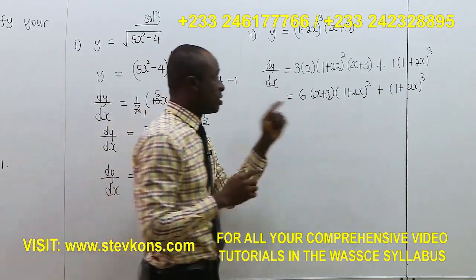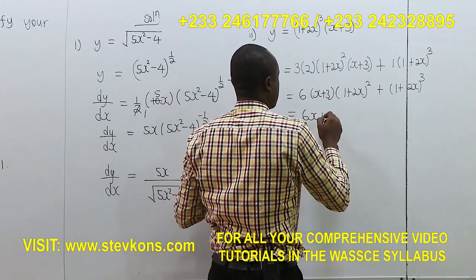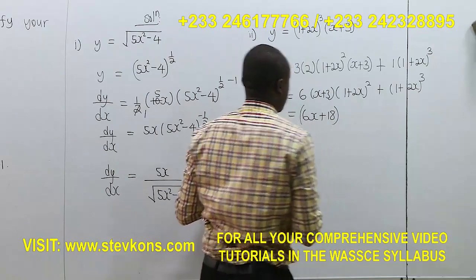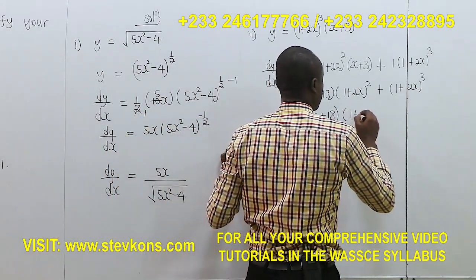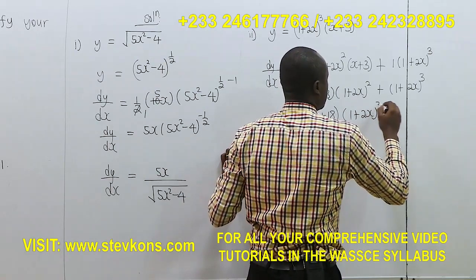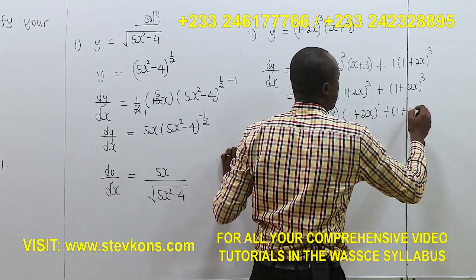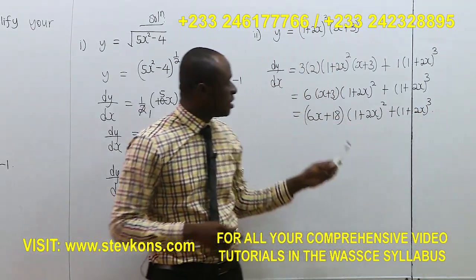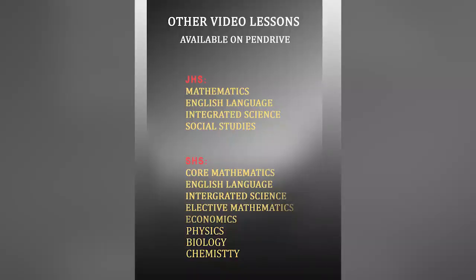Now we can multiply this one and this, giving us 6x plus 18. That's 6 times this, so that's what we have: 6x plus 18, we have 1 plus 2x to the power 2 plus 1 plus 2x to the power 3. So let's leave our answer at that.